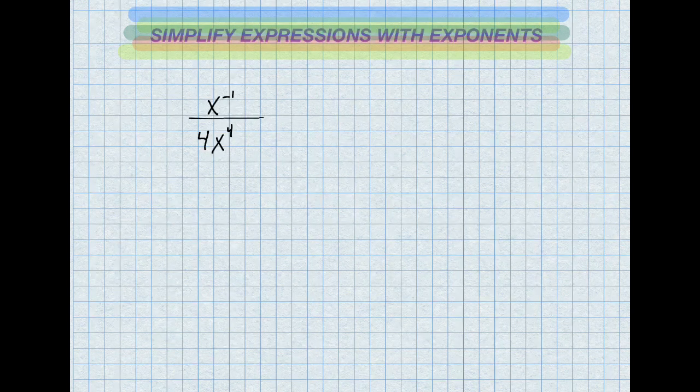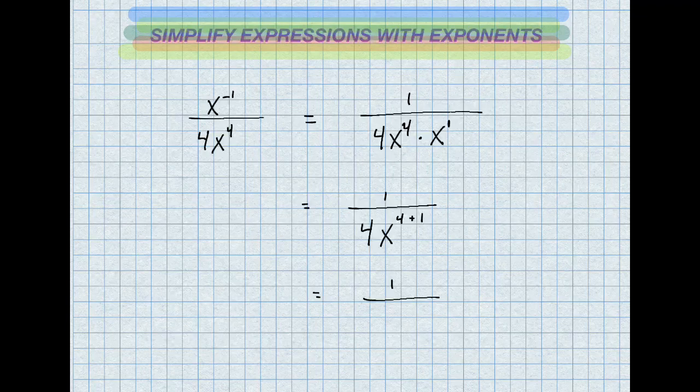Okay, x to the negative 1 divided by 4x to the 4th. So we know we could bring that x to the negative 1 below. So here we've got a reciprocal thing. 4x to the 4th times x. There's the x, I just brought it down. So that's going to equal 1 times 4x to the 4th plus 1. There's another invisible 1 hanging out right there. So what do we get? 1 over 4x to the 5th.